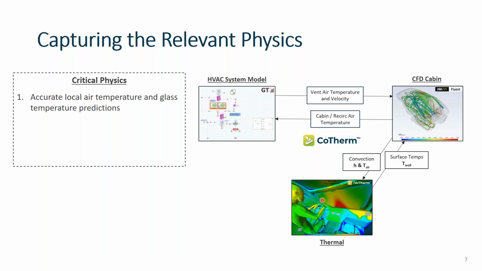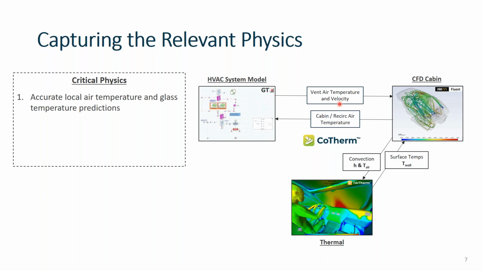And what we generally use to obtain very accurate local temperature predictions for a cabin is our 3-tool coupling simulation workflow. So we have a coupling between GT, which is a system model for the HVAC system, CFD, and a thermal model. So from GT, we get very accurate vent and HVAC boundary conditions for our cabin. And then with the thermal CFD coupling, we get very accurate thermal predictions.